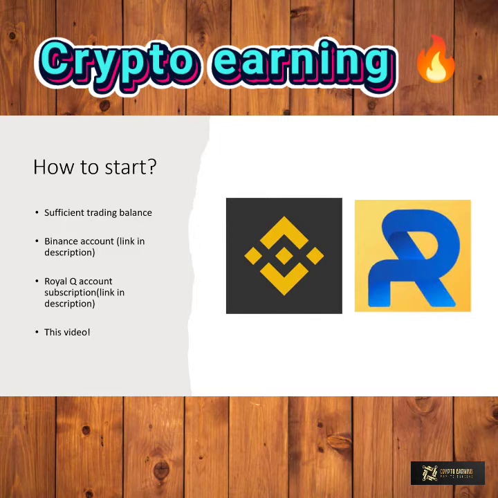How do you start to trade with RoyalQ, some may ask? Make sure you have sufficient trading balance to trade in a dollar cost averaging strategy. You need to have a Binance account and a RoyalQ account subscription. I will provide the links on where to register for an account and how to connect Binance to RoyalQ.